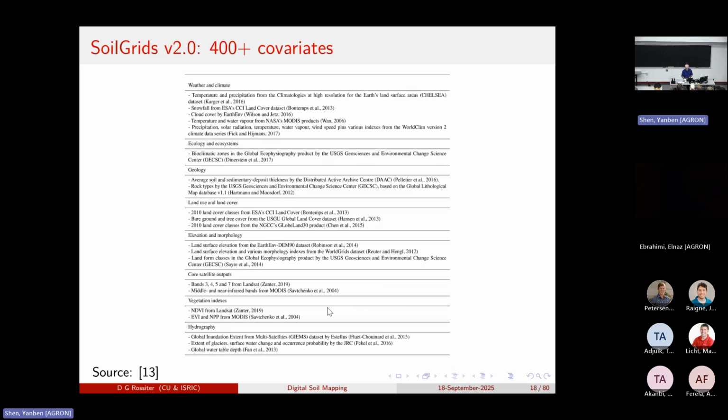I should say that this is a bit difficult because there are many ways to characterize these things. Just to give you an idea, in the SoilGrids product, which I'll show later, which is the entire world at 250 meter resolution, we use 400 plus covariates, and it's hard to read, but it's divided into weather and climate, ecology, geology, land use, elevation, morphology, satellite, vegetation indices, hydrography. So these are the kind of covariates. These big statistical models are relying on over 400 covariates, and this is why computer power has made all this possible.